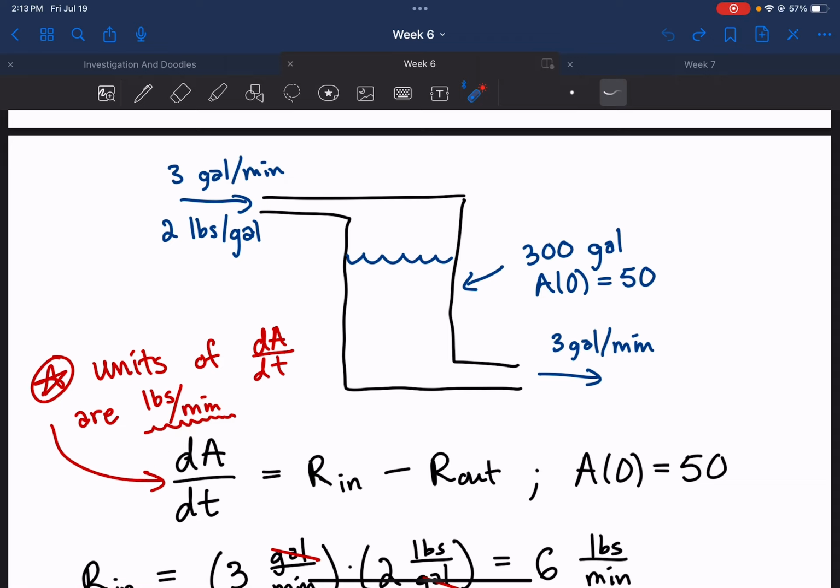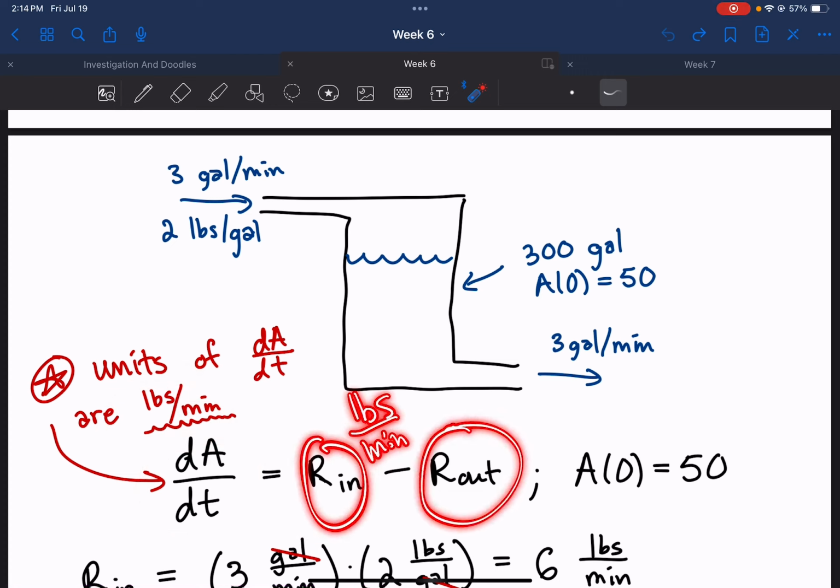Also, I recognize that this is a very American problem because we're using pounds and gallons and minutes instead of kilograms and liters and seconds. Or I guess we could still use minutes. Those are pretty universal. But pounds and gallons are very American units. So it doesn't really matter. All that matters is you match up things. So since this is in pounds per minute, I need this and this to both be in pounds per minute.